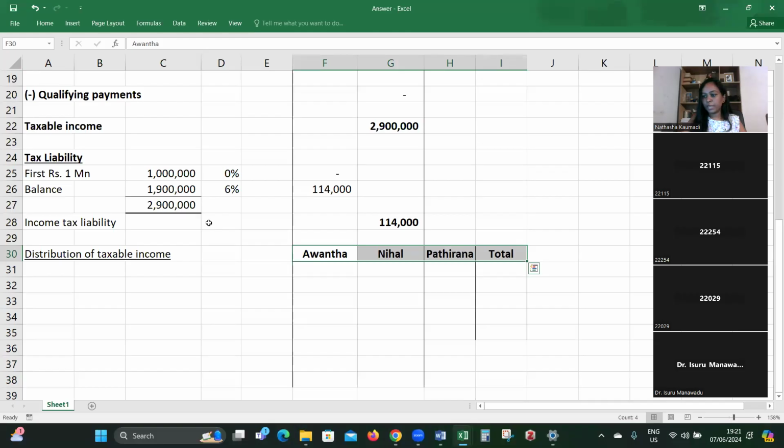Okay. So now when you talk about the partnership, what are the benefits given by the partnership to the partners? What are the benefits they take from the partnership, right? In this scenario, how are we going to distribute this taxable income? What are the benefits they get?